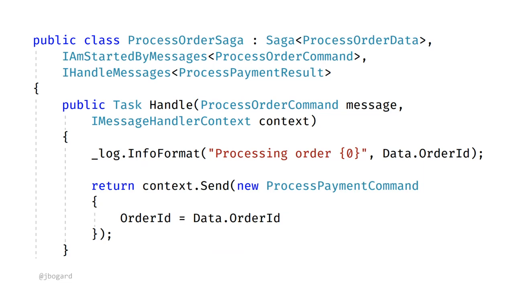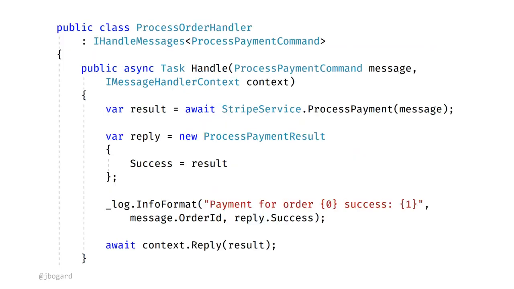So here's my code for my process manager. It receives the command to process the order. It's going to send a message to the Stripe endpoint to say, process the payment. The Stripe endpoint is a message handler that is taking the messages off of a broker, receiving the message, and then calling my Stripe API to process the payment.